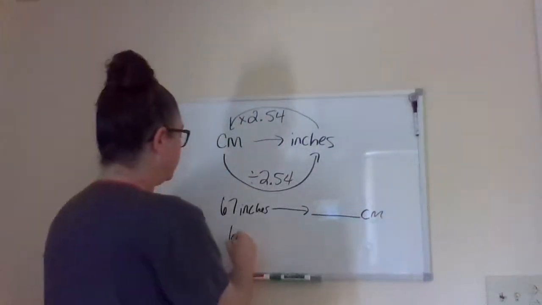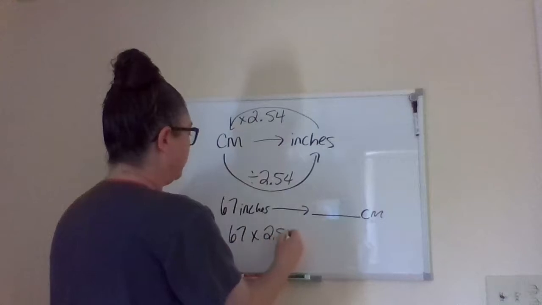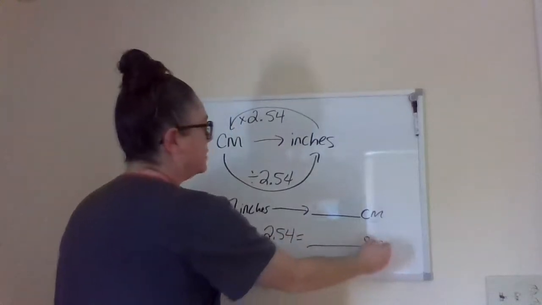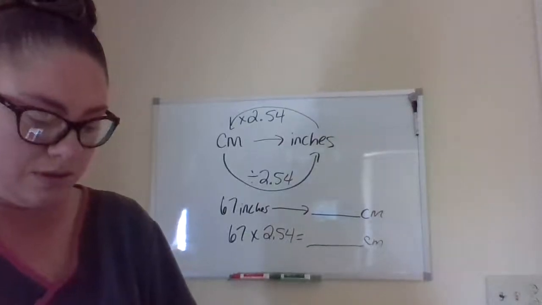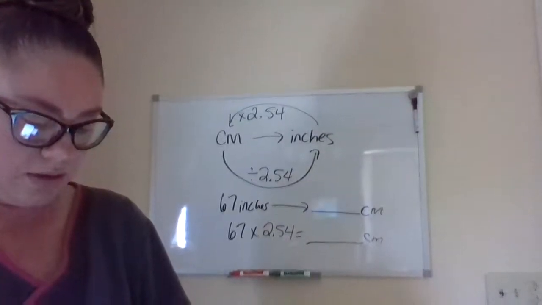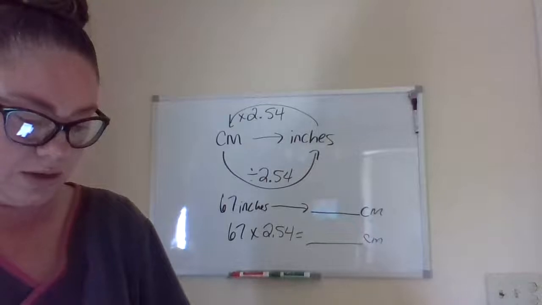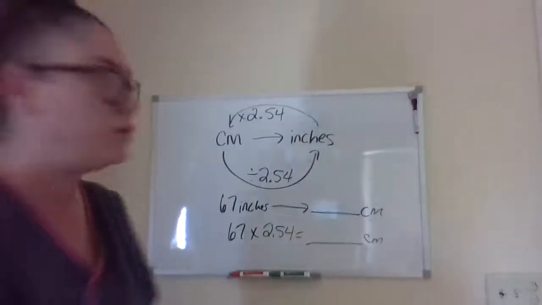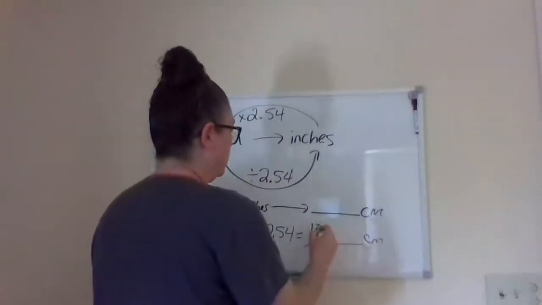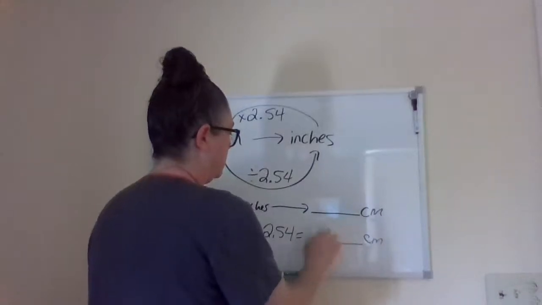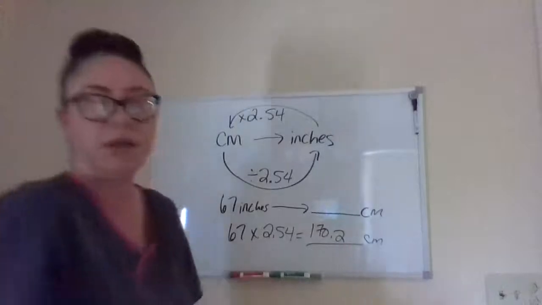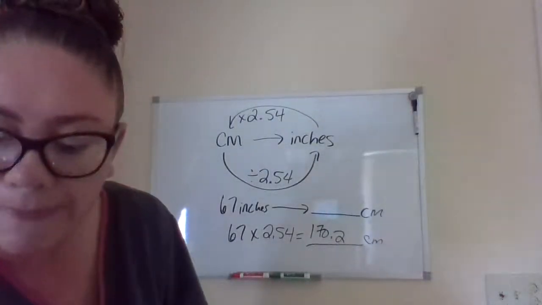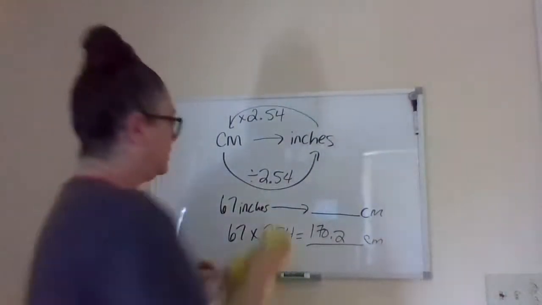We're going to take 67 times 2.54, and that is going to give us our answer in centimeters. And that's 170.2, because we rounded to the tens place. Okay, next example.